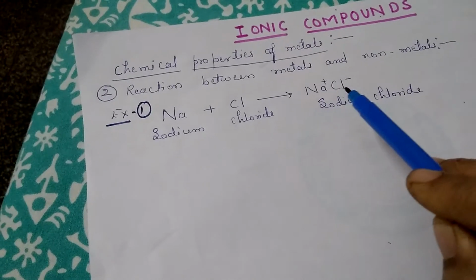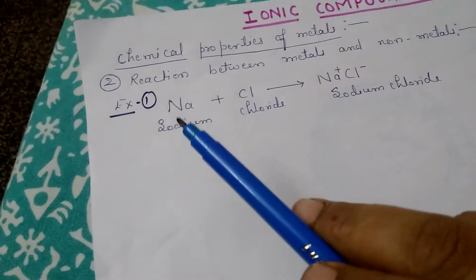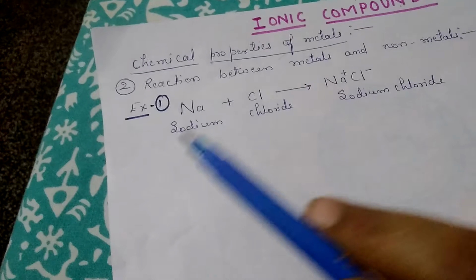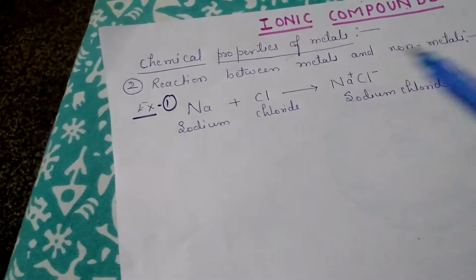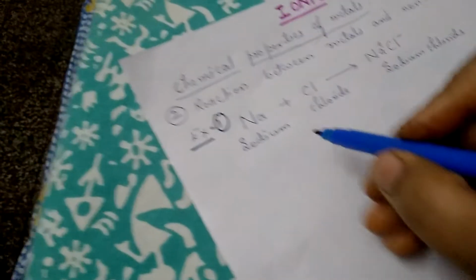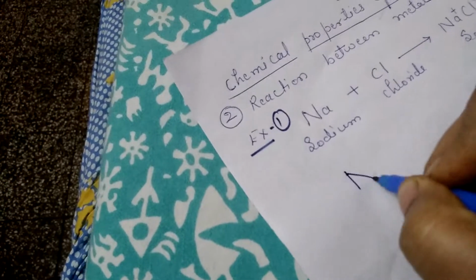This is the formula of sodium chloride. Sodium chloride is formed by the combination of sodium and chlorine. See, in this reaction I have written sodium plus chlorine forming sodium chloride. Now we will see how this sodium chloride is formed. Let us try to understand this. First I am writing sodium here.